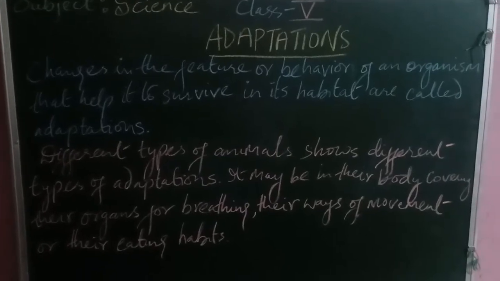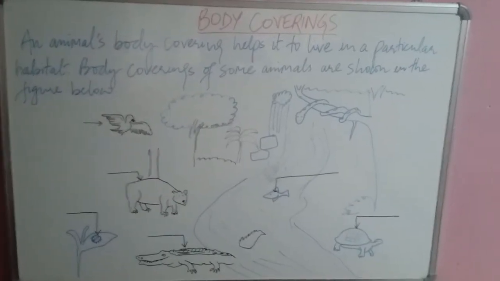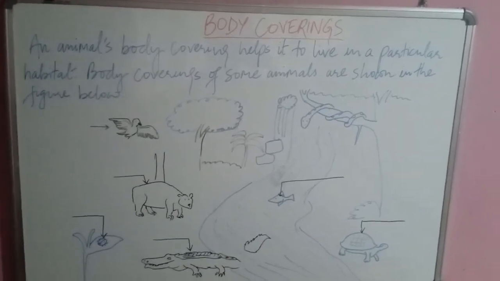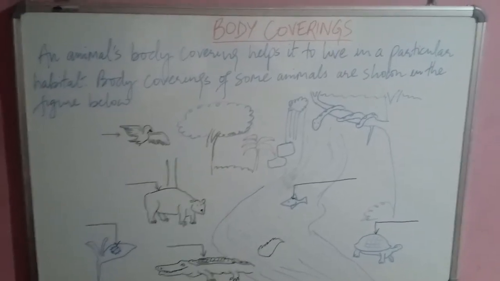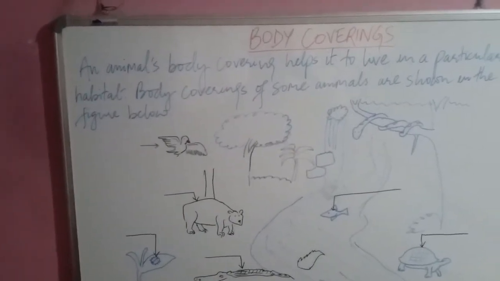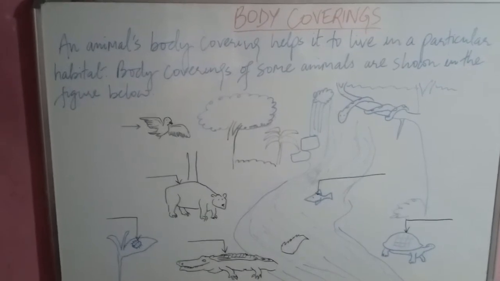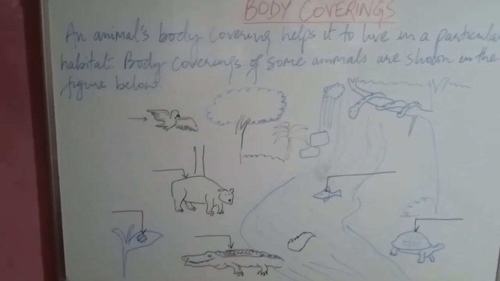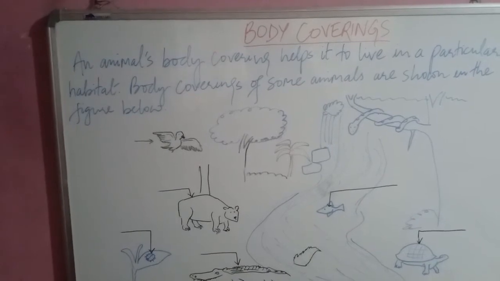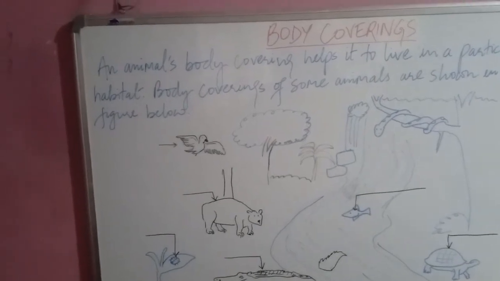So body covering. What is body covering? An animal's body covering helps it to live in a particular habitat. Body coverings of animals are shown in the figure below. As you can see in your textbook, they have mentioned some of the animals whose body covering helps them to live in that particular habitat. The bodies of birds are covered with feathers which help to keep them warm. And the body covering of the bear is full of fur, which also helps to keep them warm.